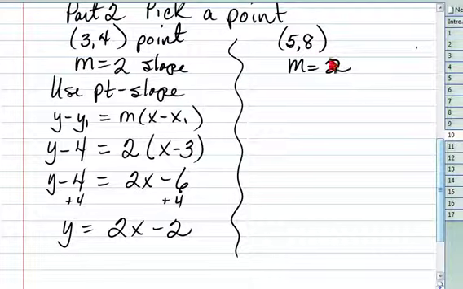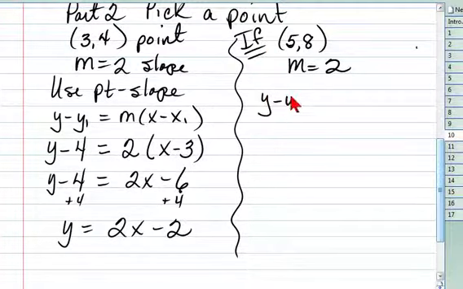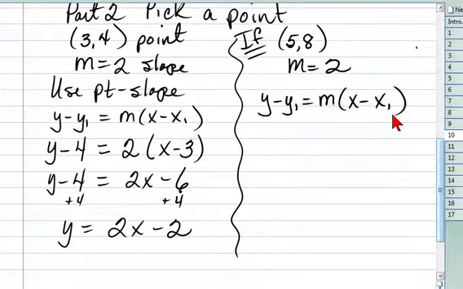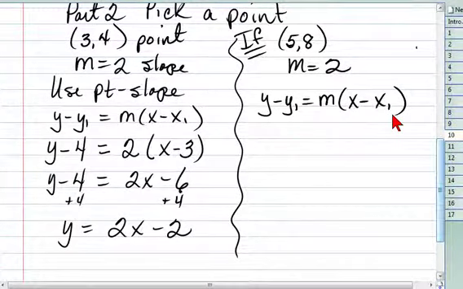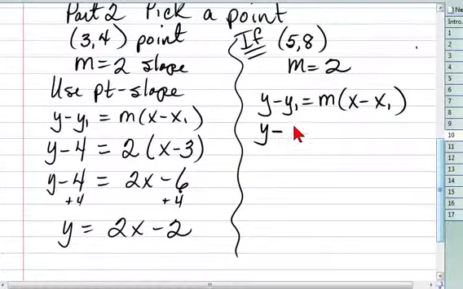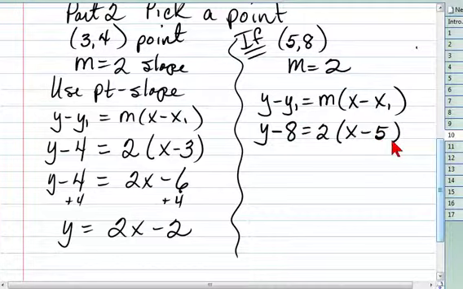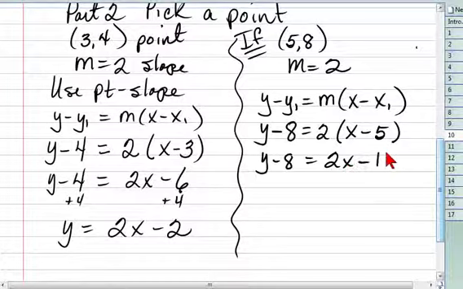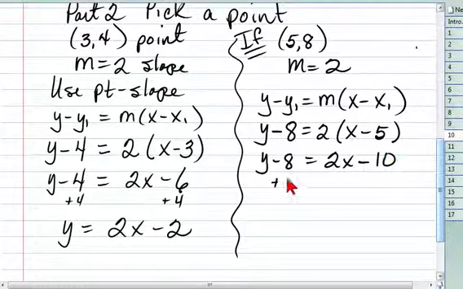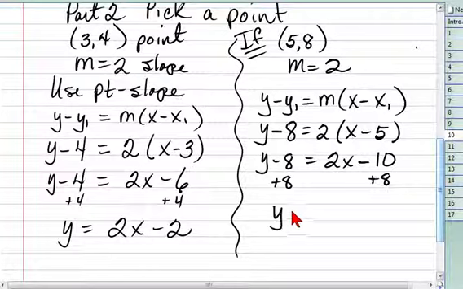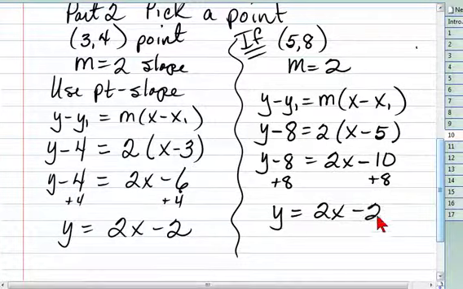So if I choose, now please keep in mind that you don't need to do both of these. You just do one or the other. So I have y minus y1 is equal to m times x minus x1. Somehow I'm supposed to get the same equation. All right, so I have y minus 8 is equal to 2 times x minus 5. So y minus 8 is equal to 2x minus 10. Add 8 to both sides, and I get y equals 2x minus 2.